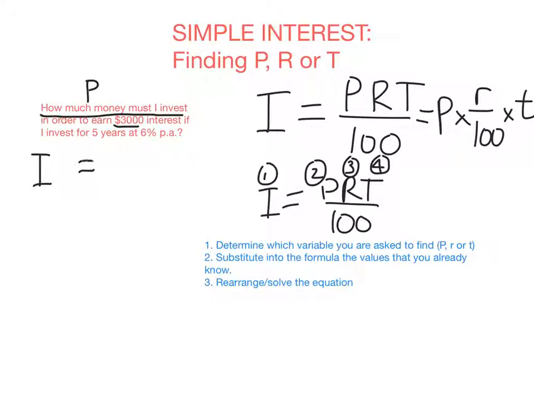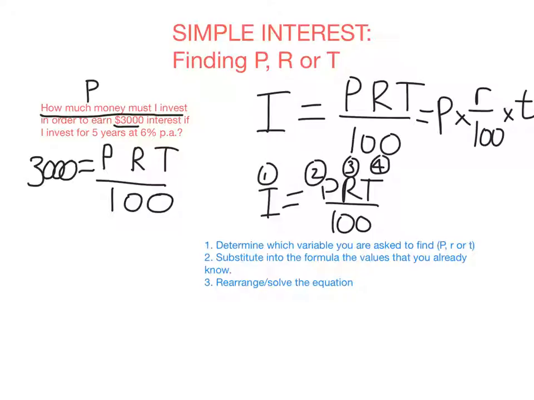So I've got I equals PRT over 100. Now, I know 3 of these already. I know I, I know the rate, R, and I know the time, T. So I'm going to substitute all of those values in. So I told you interest is 3,000. I got that just from the question, no calculation required.